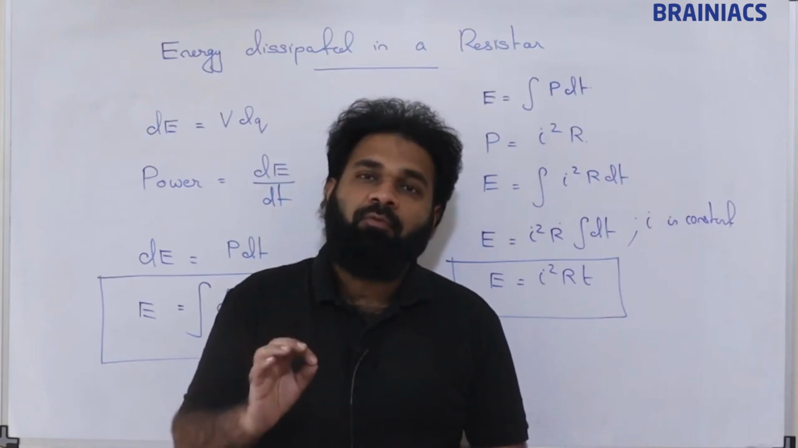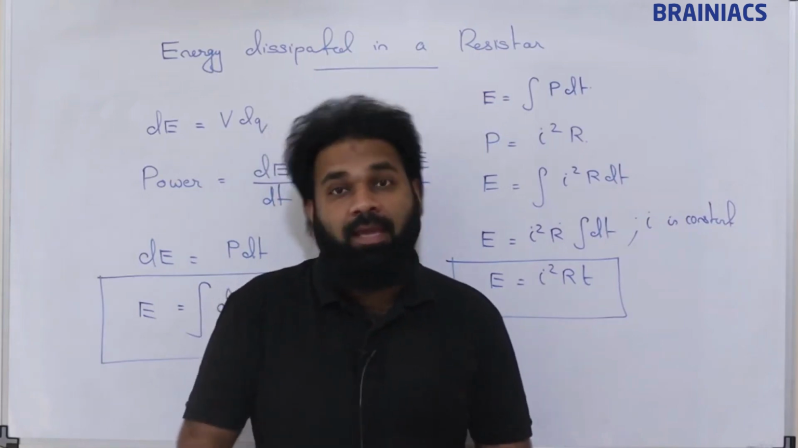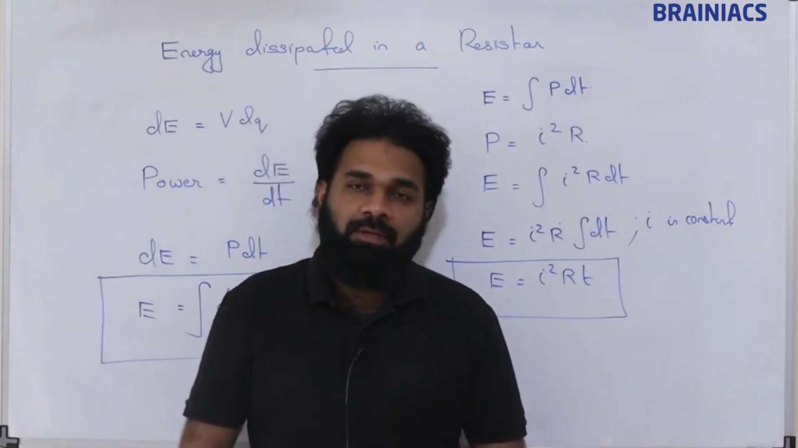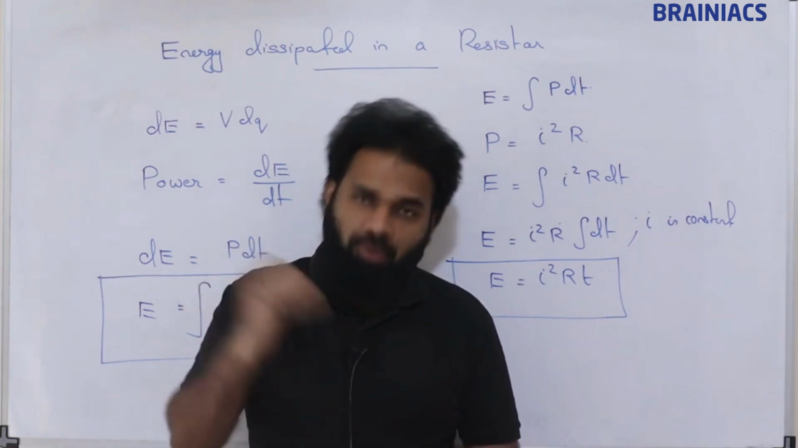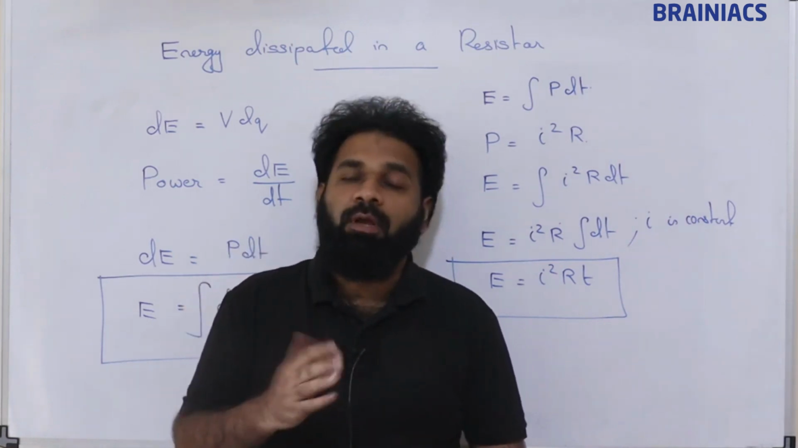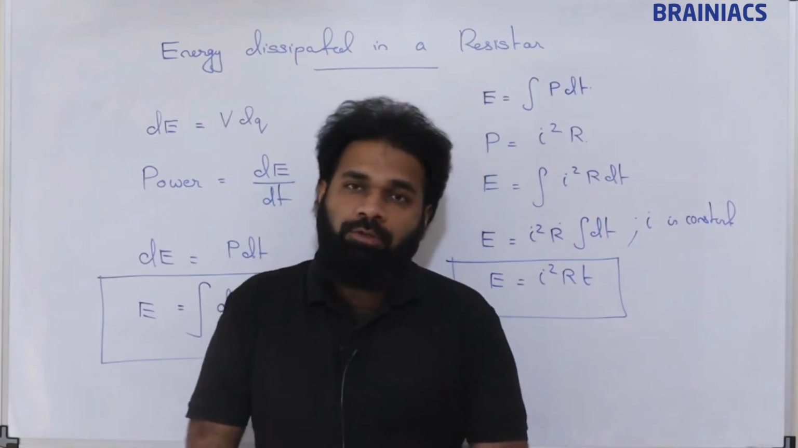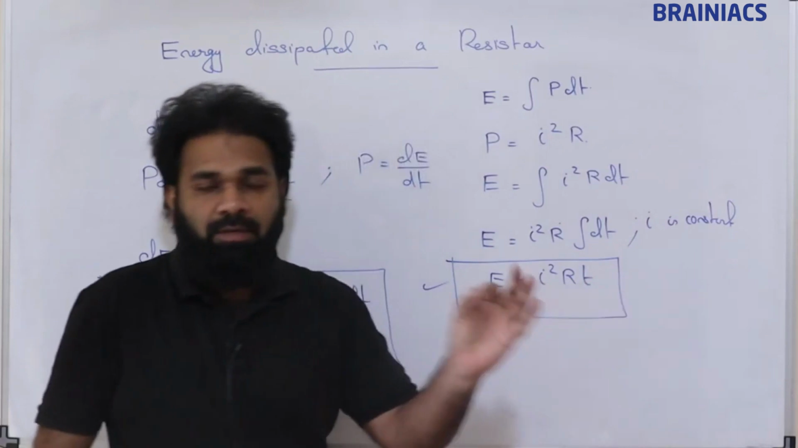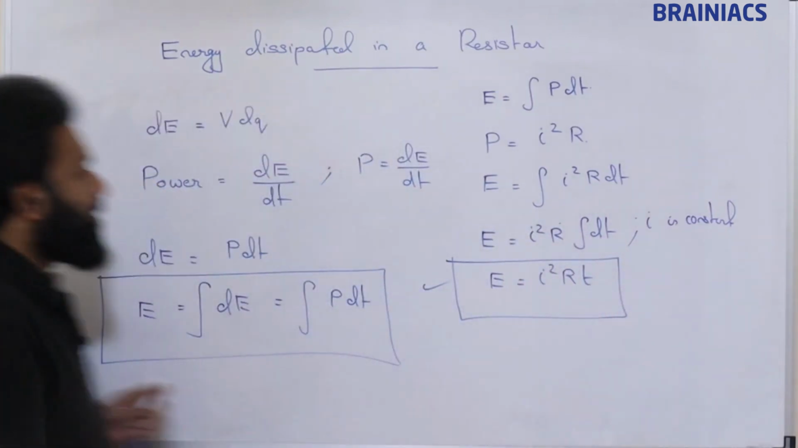DC is that type of current which will not change its direction. AC will change its direction. DC will not change its direction. So a current which need not be constant, which is not constant, but if it is not changing direction, that is also direct current. So direct current need not be constant. That is the point which I am trying to tell here.